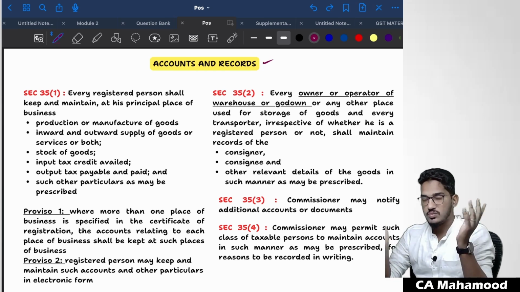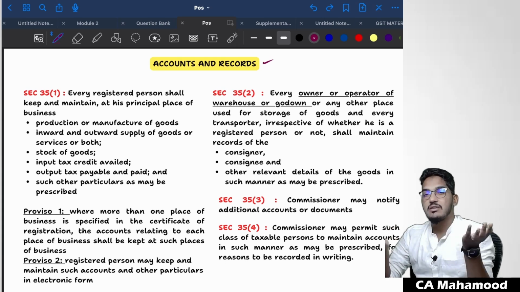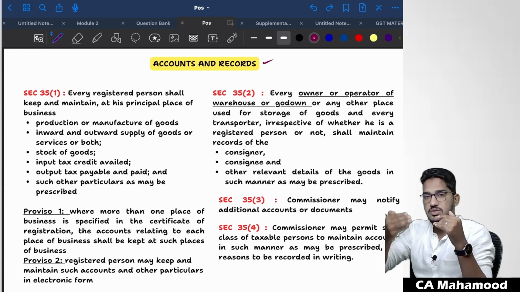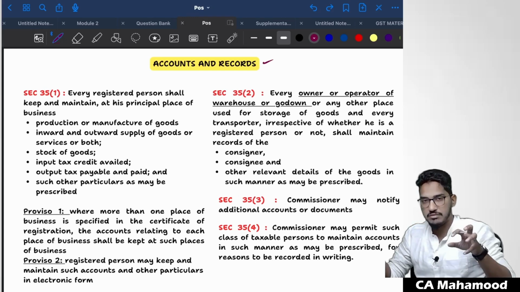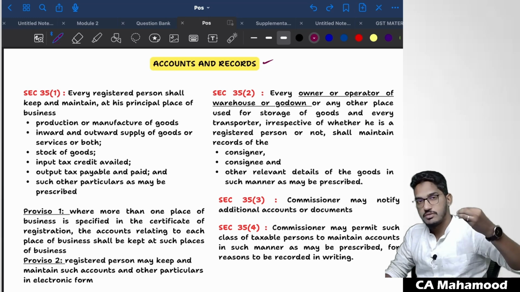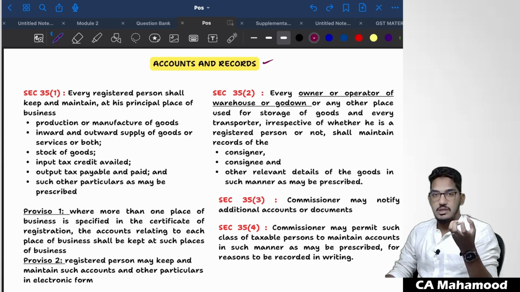Sir, why is there no concept here? What exactly is this chapter going to talk about? This chapter talks about, if you are a registered person, getting covered under the GST laws and regulations, what kind of accounts you have to maintain, what kind of records, and what kind of documents. The list of documents, accounts and records, they are going to tell you. If you are a manufacturer, what records you have to maintain. If you are a service provider, what records you have to maintain. If you are an agent, what records you have to maintain. If you are a works contractor, what documents and accounts you have to maintain. Depending upon the activity you are doing, that is what this chapter is going to talk about.